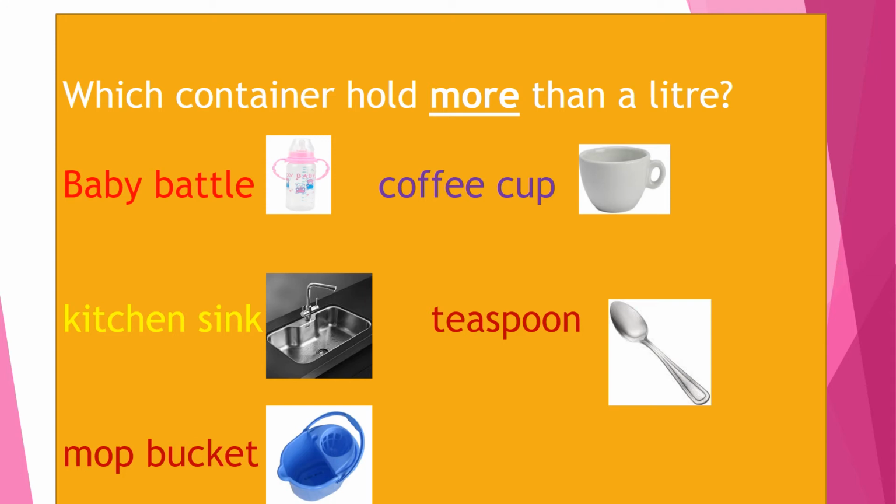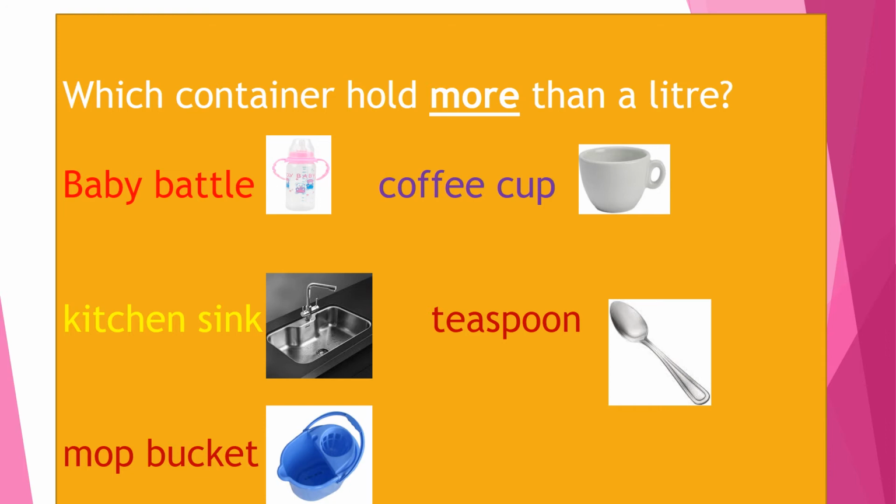Now let's look at the containers we have below here. Which container holds more than a liter? Remember, how many cups did I tell you makes a liter? 4 cups. And looking at these containers, which one holds more than a liter? Firstly, we have a baby bottle. Can you see the baby bottle? Do you think it's up to a liter?